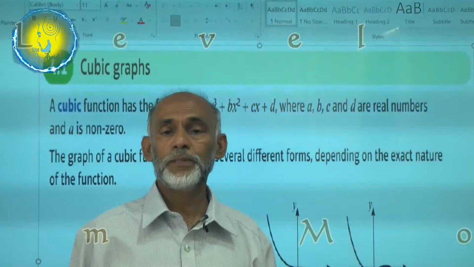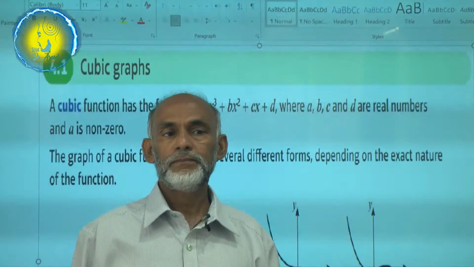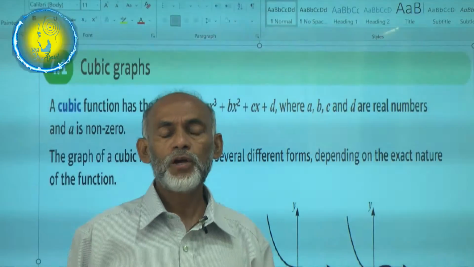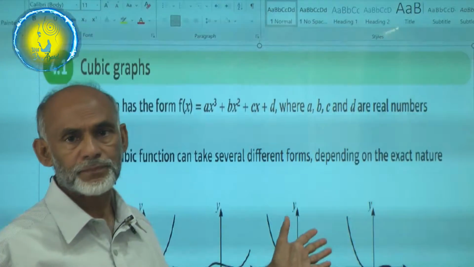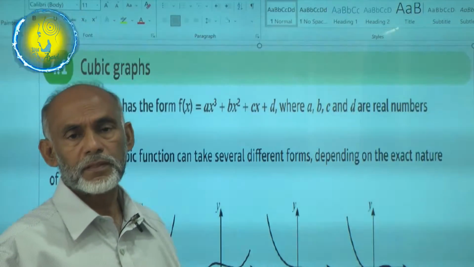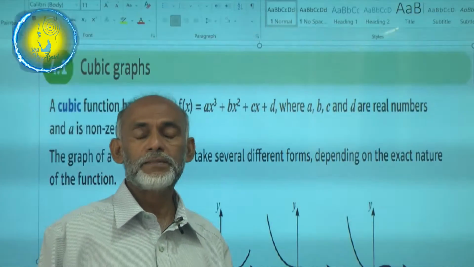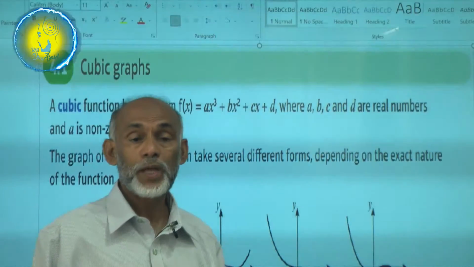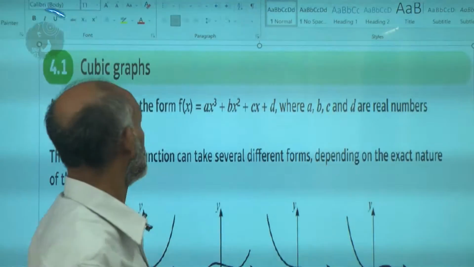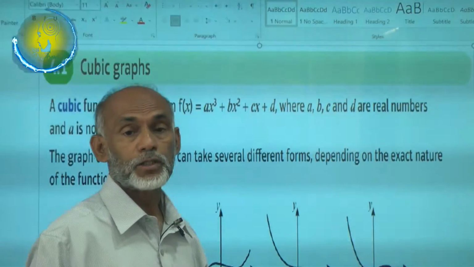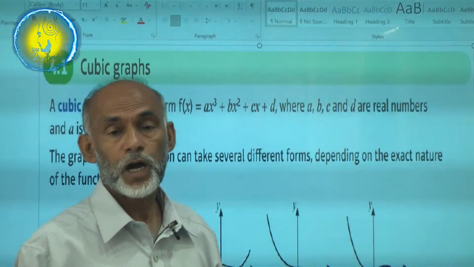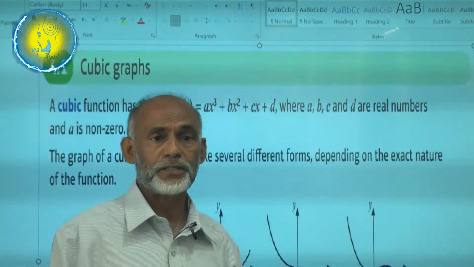We are doing pure mathematics. You all know we have completed 3 chapters: quadratic graphs, parabolic curves, and symmetrical lines. Today I am going to start the 4th chapter about cubic graphs. How do you identify the cubic graph and the quadratic graph?